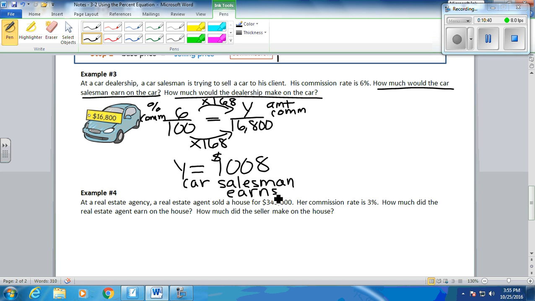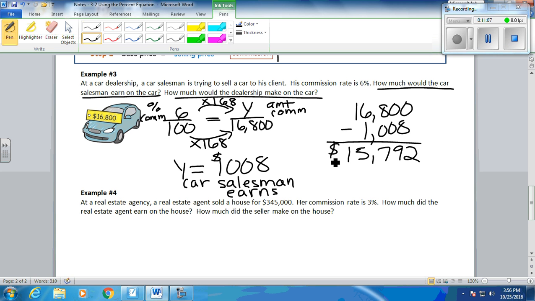So the dealership is actually the one that's going to get all $16,800. But because they have to pay their salesman a commission rate of 6%, you have to take the selling price of the car, the $16,800, and subtract the $1,008 that you're going to pay the salesman to get how much the dealership would earn, and you're going to get $15,792. So that's what the dealership earns.